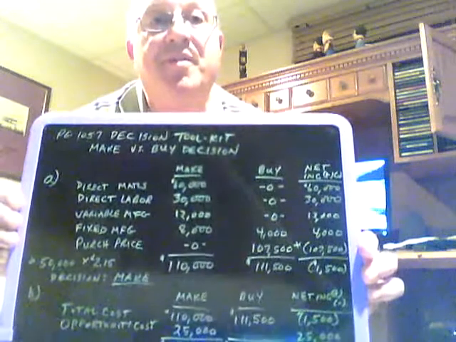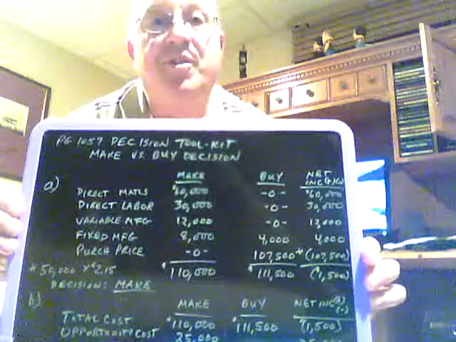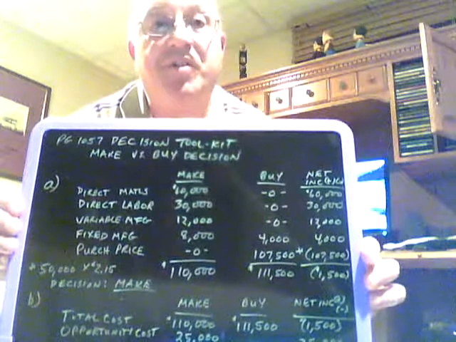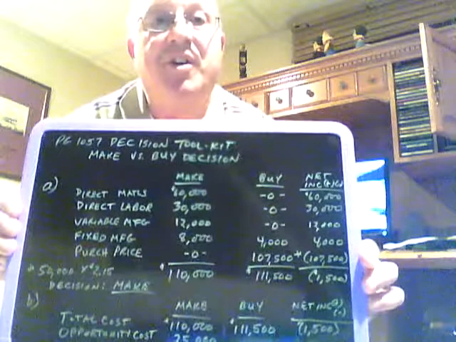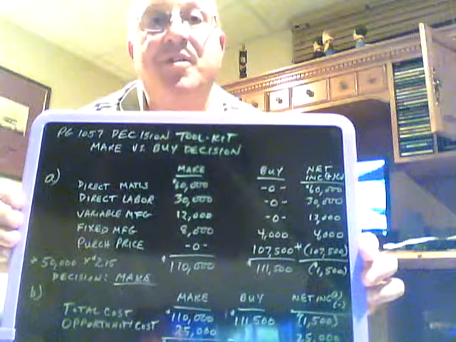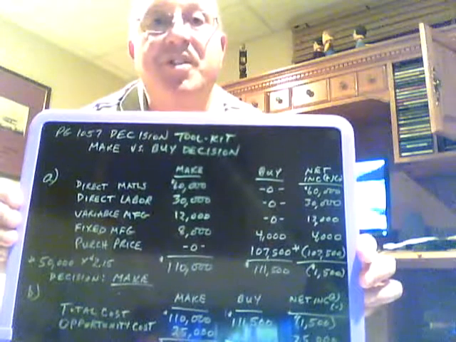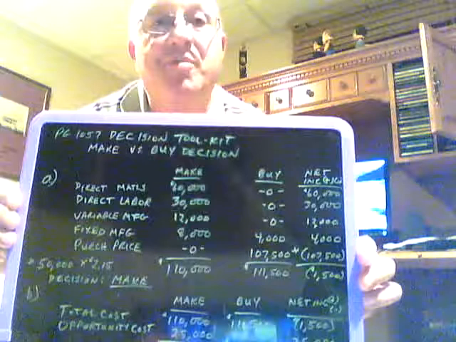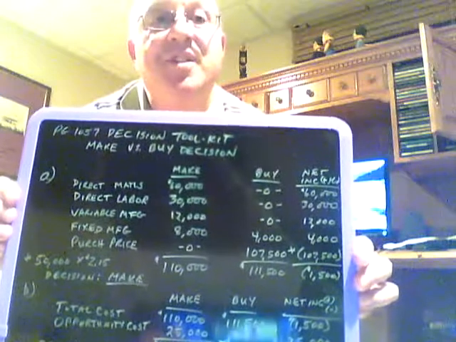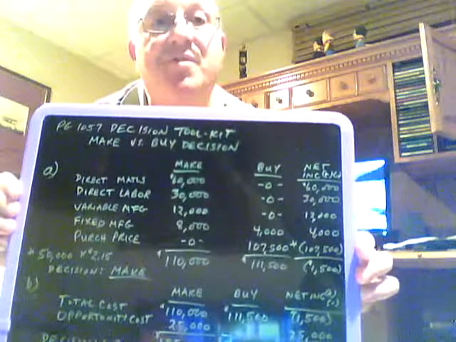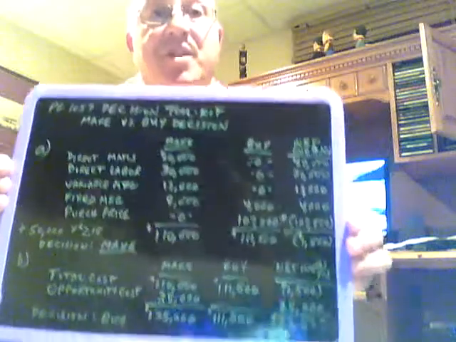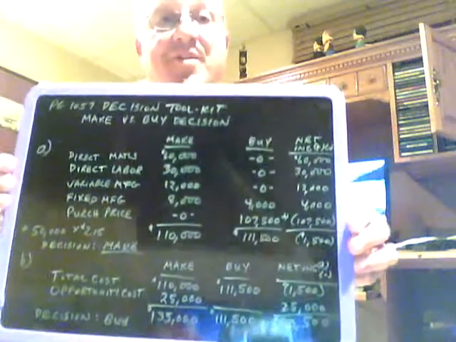All right, so we have certain relevant costs here that we need to consider. First of all, we have direct materials of $60,000. We have direct labor of $30,000. We have variable manufacturing costs of $12,000, and we have fixed manufacturing costs of $8,000.